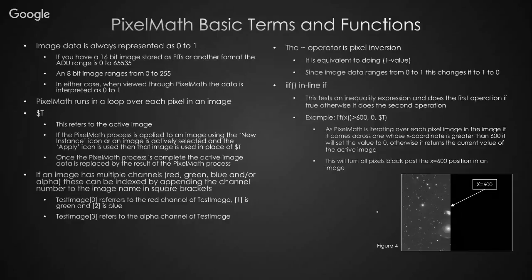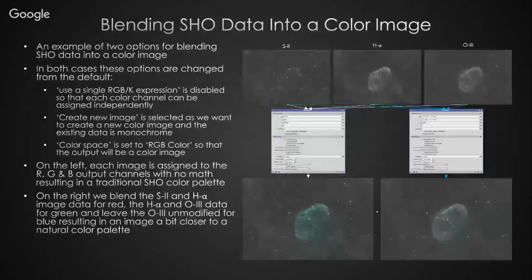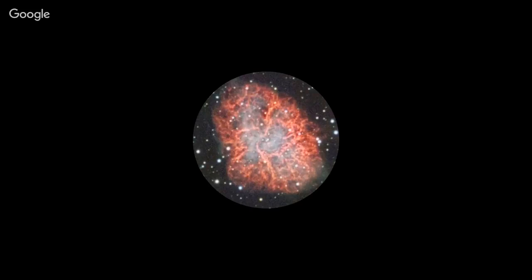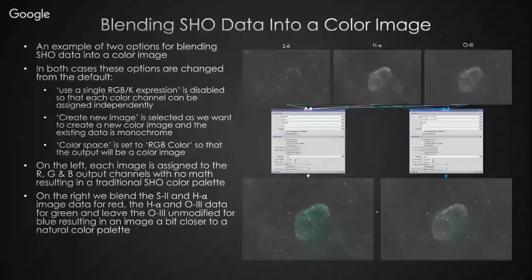So this is a blending example. So we've talked about SHO before. So I'm just going to show a kind of simple example going through two different versions, right? In both cases, the options are changed from the default. Specifically, I've turned off use a single RGB K expression. That's disabled, so that I can operate on the color channels for the output image separately.